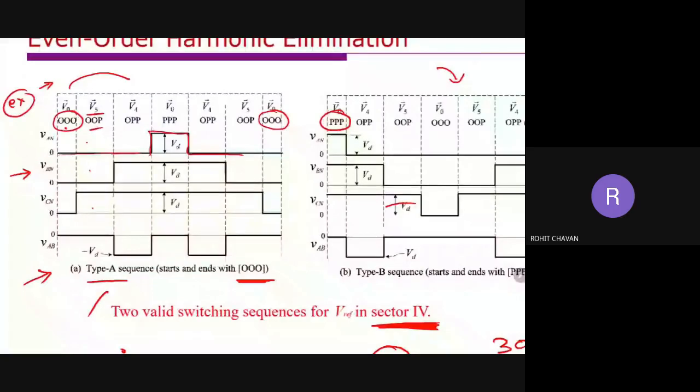What will happen if you interchange V4 and V5? Can anyone tell what will happen if we interchange V4 and V5? Two switching changes occur. If we interchange that, two phases are affected, right? Okay, two phases are affected. If you notice, this is V0, so maybe you can use 000 also. But we used PPP, right? So why use PPP?